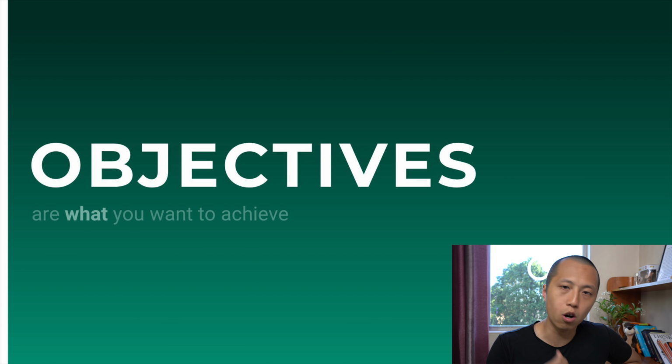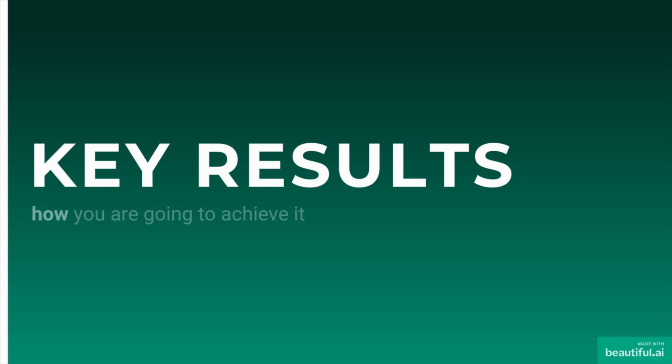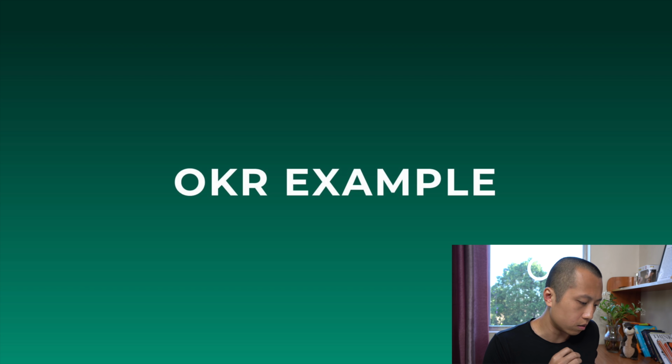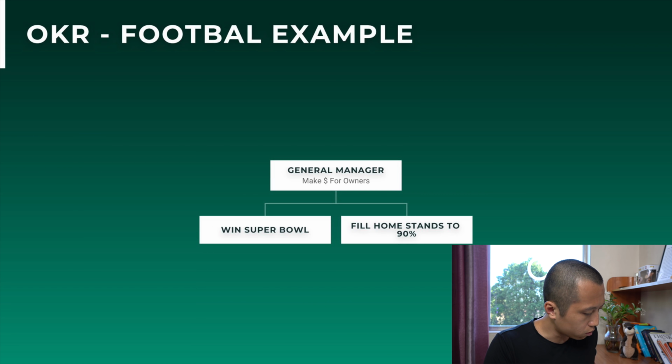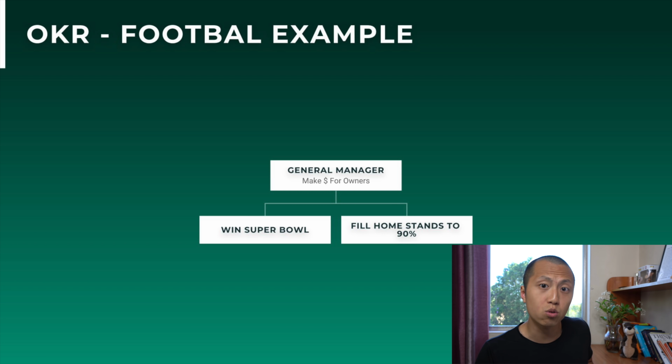Now, when it comes to OKRs, objectives are essentially what you want to achieve, and key results are essentially how you're going to achieve the what. One of the easiest examples to understand would be the OKRs for a general manager in a football club. The objective of the general manager would be to make money for owners, and the key result ultimately would be winning a Super Bowl. Another key result would be filling the home stands to 90%, because of course as the stadium gets filled up, they'll obviously make more money, and of course if they win the Super Bowl, they'll make even more money as a team.